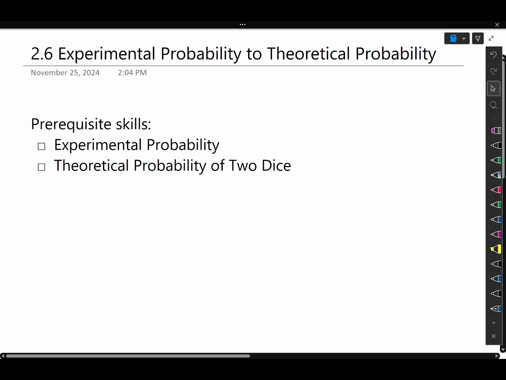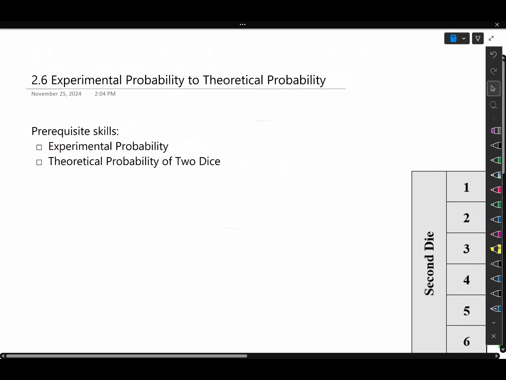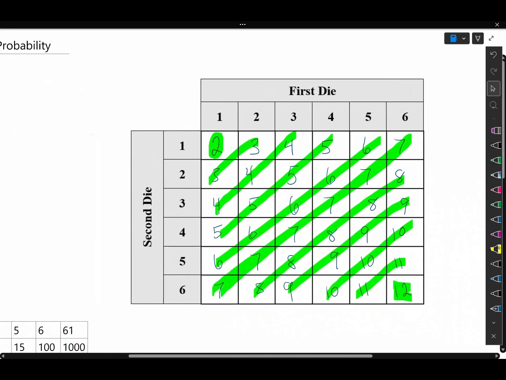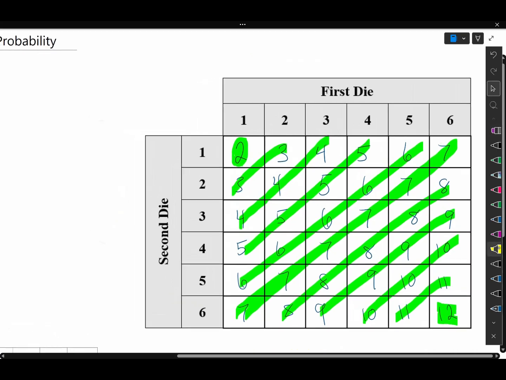Alrighty, welcome back. We're working here with experimental probability and theoretical probability, where they come together. Our prerequisite skills we are relying on here are your ability to calculate an experimental probability and your ability to calculate a theoretical probability when we're rolling two dice. Now, directly from our lesson on theoretical probability here, I have all of our data that we put together summing up the values of two different dice.